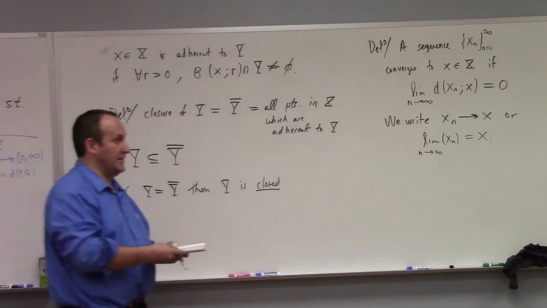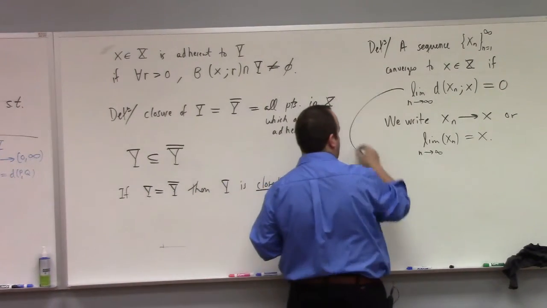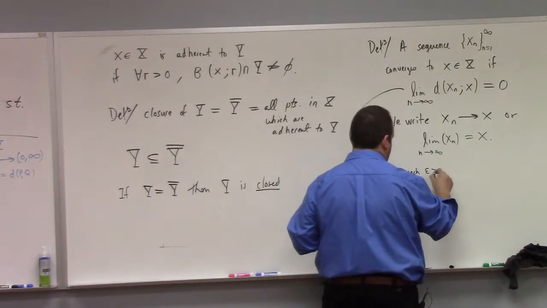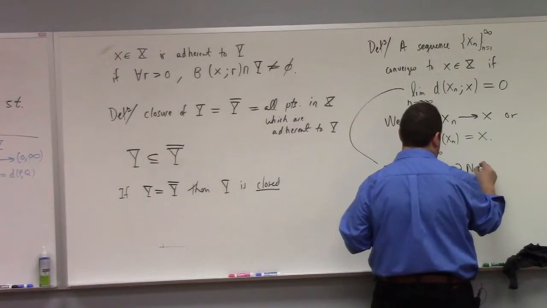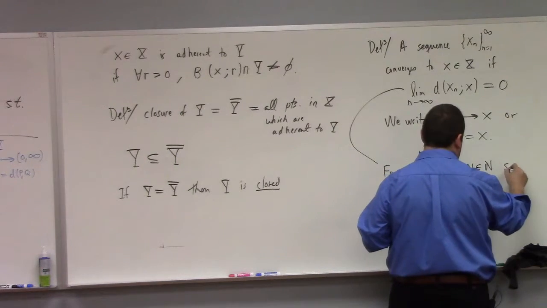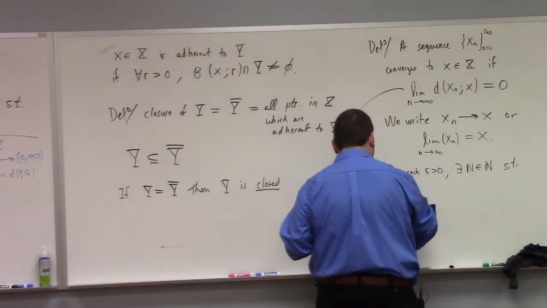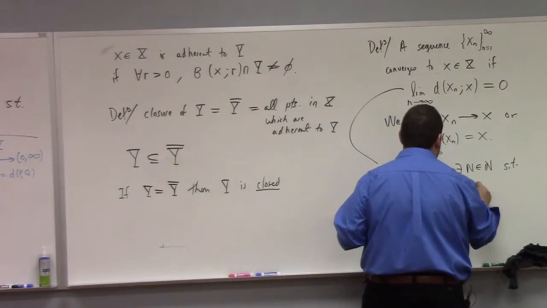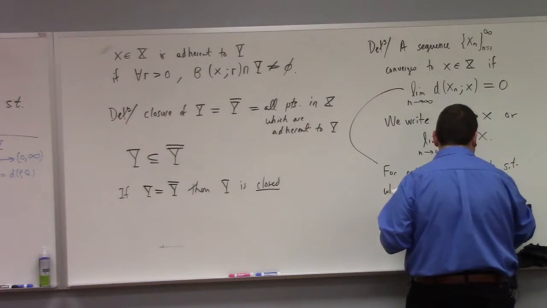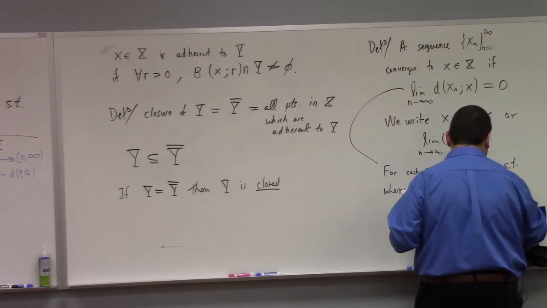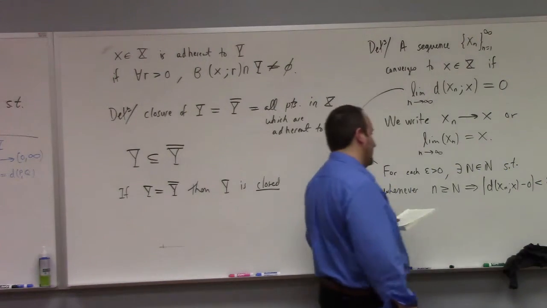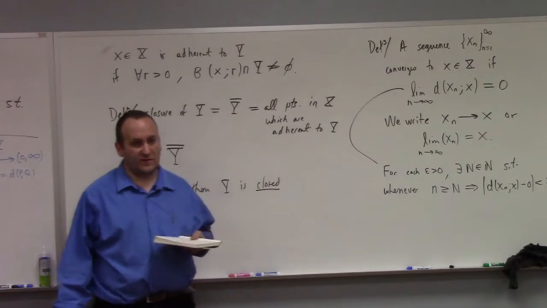So what this means is that for each epsilon greater than 0, there exists n in the natural numbers, such that whenever n is greater than or equal to n, that implies that the absolute value of the distance, d(xn, x) minus 0, is less than epsilon. In other words, the usual definition of convergent sequence from calculus 2.